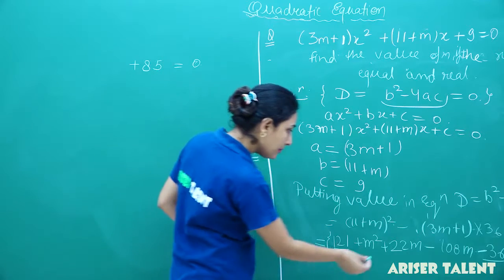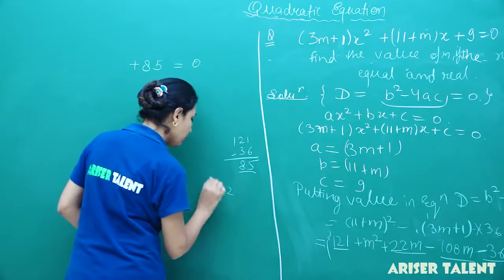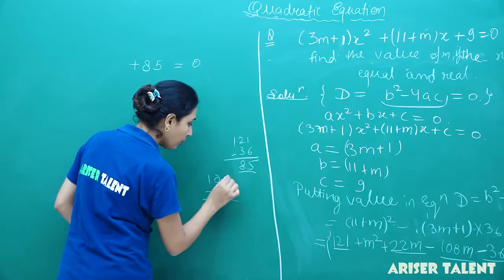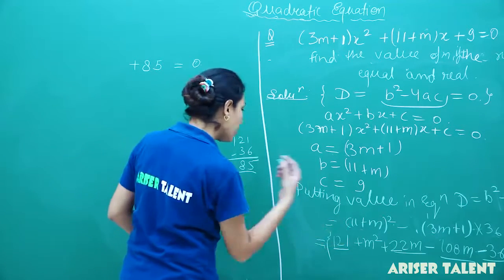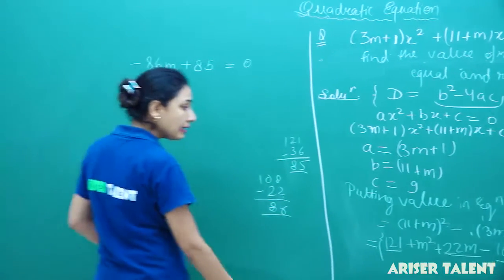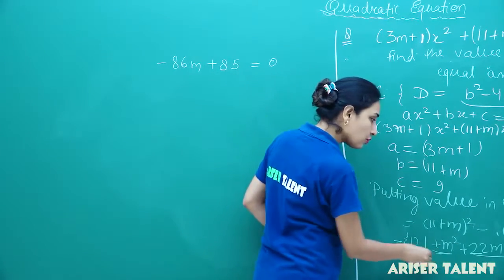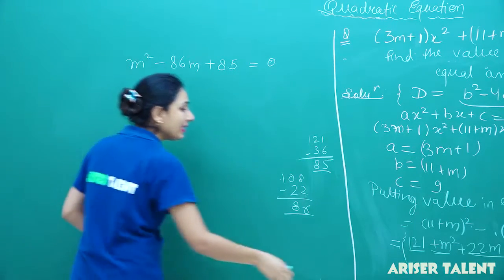Now, m is 22m here and 108m. So, 22 minus 108 will be what? Minus 86. Now, minus 86m and m square. Okay, m square. So, this will be the equation.